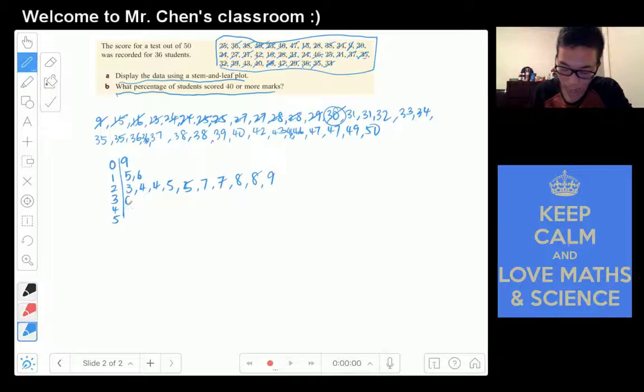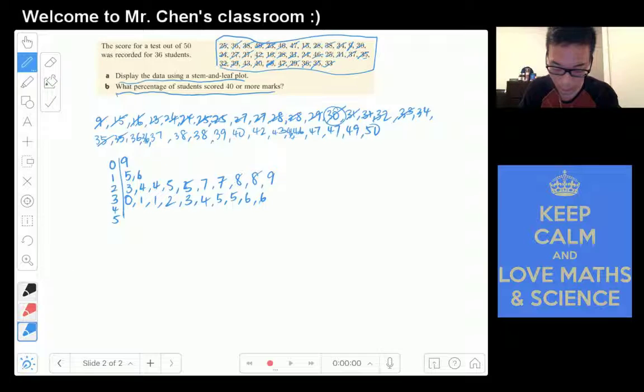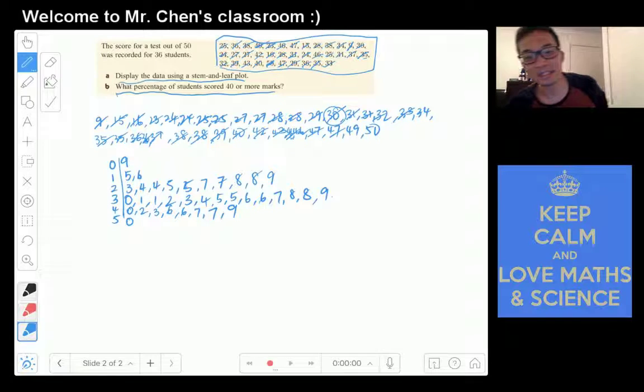Then 31, 31, and then 32, and then 33, and then 34. After 34 we have 35, 35, 35, and then 36, 36, and 37, and then 38, 38, and 39, and then after that we proceed to 40, 40, then 42, 43, 46, 46, 47, 47, 49, and 50. There you go, that's my ugly looking stem and leaf plot.